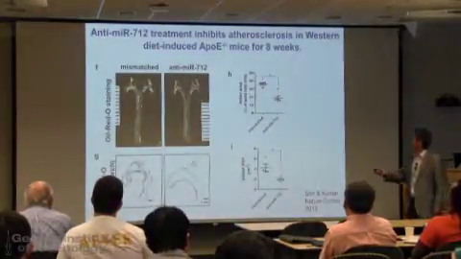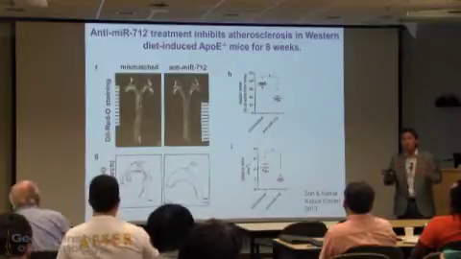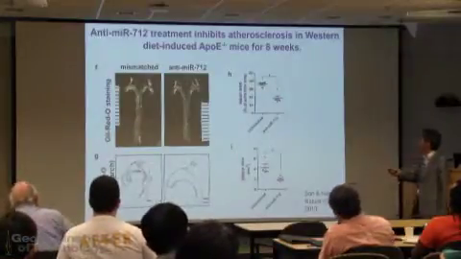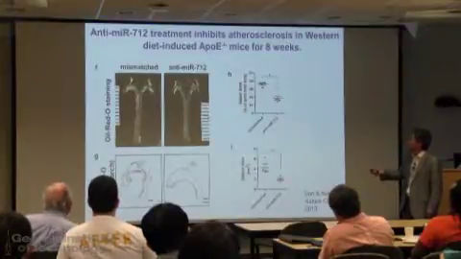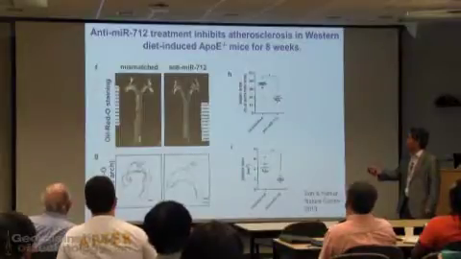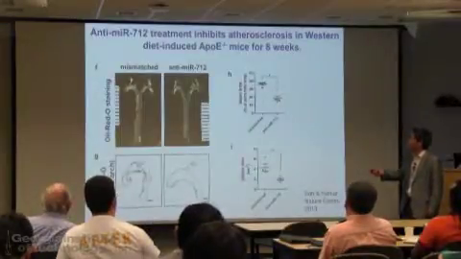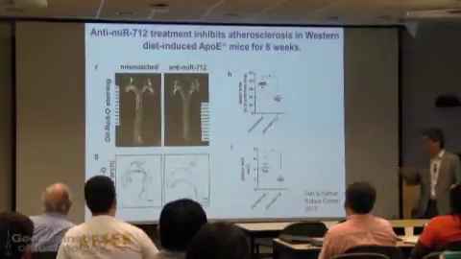We also treated chronic animals without doing any surgery, just giving them a high-fat diet. In 2 months, they develop atherosclerosis, especially in the aortic arch areas, without any surgery. And this kind of chronic atherosclerosis development can also be inhibited if we treat mice with anti-miR-712.